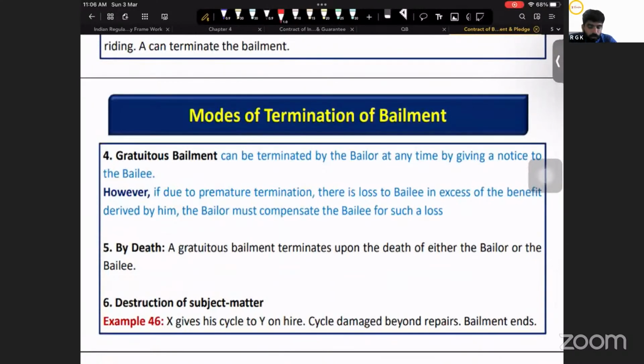Then, in case of gratuitous bailment, it can be terminated by the bailor at any time. But the only thing is, due to premature termination, if the bailee suffers any loss or expense, then it becomes the duty of the bailor to compensate the loss. Death: in case of gratuitous bailment, death of the bailor or bailee will put an end to the contract of bailment. Destruction of subject matter: if the particular goods themselves are destroyed, the bailment ends.